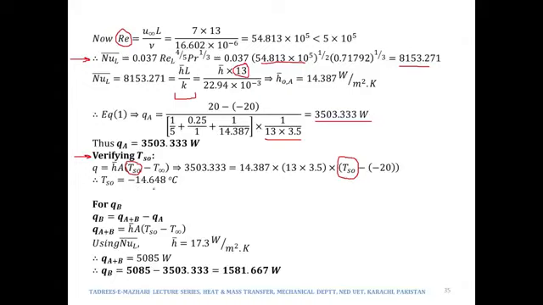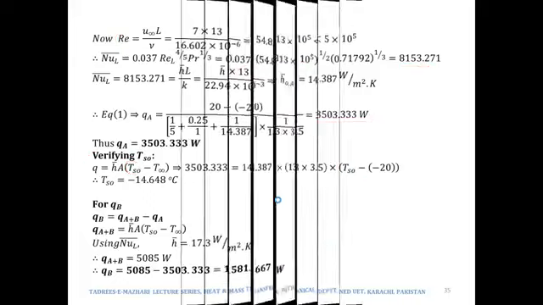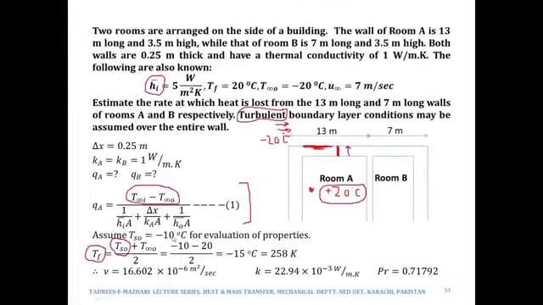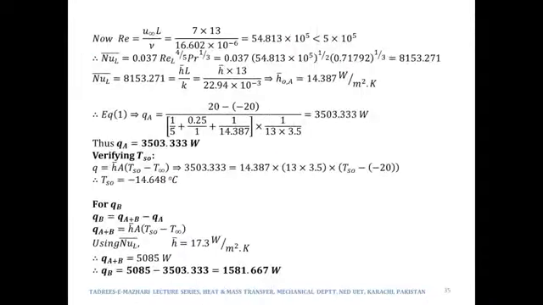So we get it as minus 14.6. So we had assumed it as minus 10, right? So if someone assumes it as minus 15, his calculations would be more accurate. But even now, it really would not make any difference, because what is the difference between our assumed value and the value that we are getting? The difference is only 4.6.